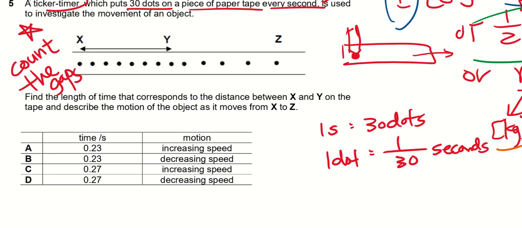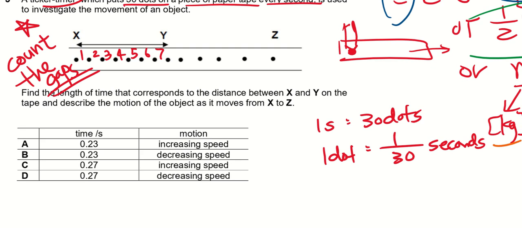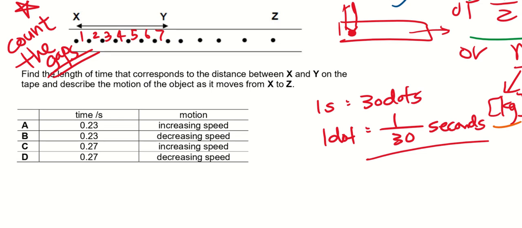Therefore, I will need you all to count the gaps. From X to Y, how many gaps are there? 1, 2, 3, 4, 5, 6, 7. From X to Y, there are actually 7 gaps. How long does it take to make from one dot to the other? It's actually 1 over 30 seconds. So in order to make this, I have 7 gaps, so I will take 7 multiplied by 1 over 30.